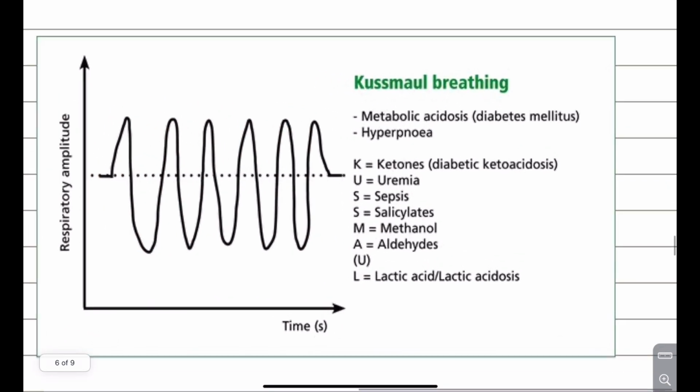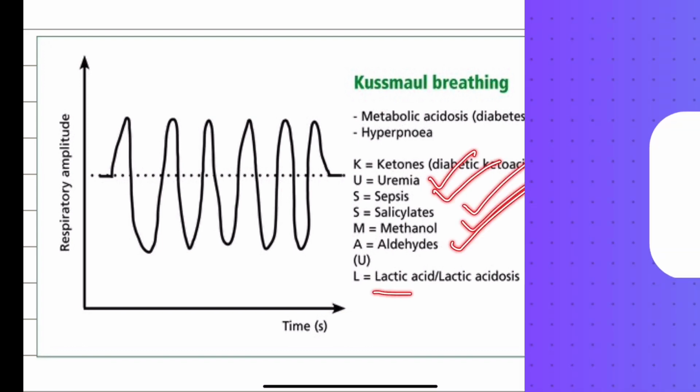So the causes can be remembered by the name itself, Kussmaul. The first cause will be ketones due to diabetic ketoacidosis, uremia, sepsis, salicylates, methanol poisoning, aldehydes, or lactic acidosis.